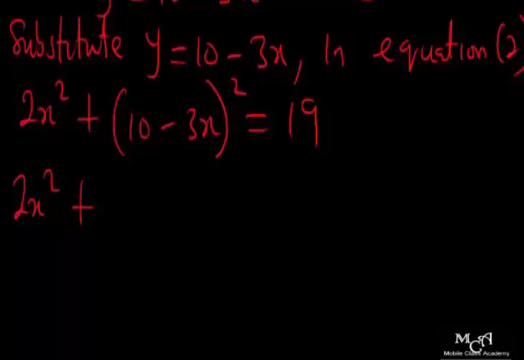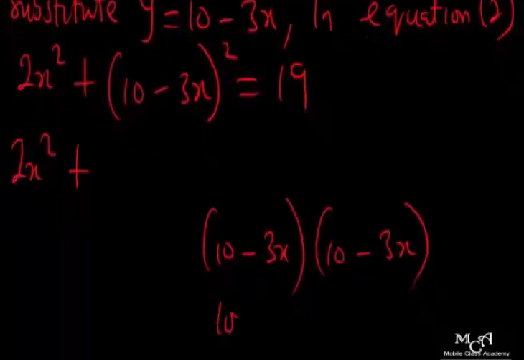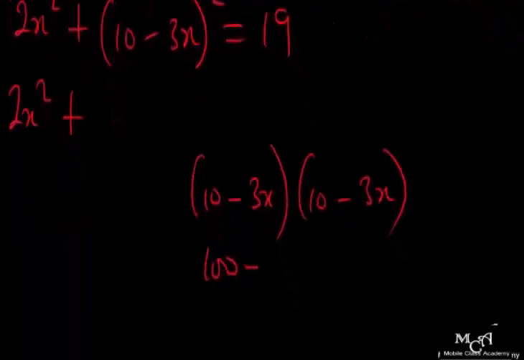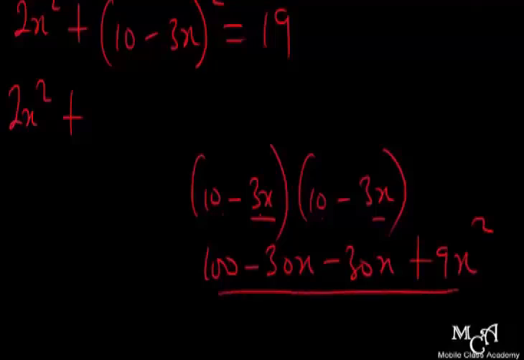If I expand this, let us expand it somewhere around here. I have 10 minus 3x bracket 10 minus 3x. So if I expand it, 10 times 10 is 100. 10 times minus 3x will give me minus 30x. Minus 3x times 10 is minus 30x. Minus 3x times minus 3x is plus 9x squared. So this is what I'm going to get at the end of the day.